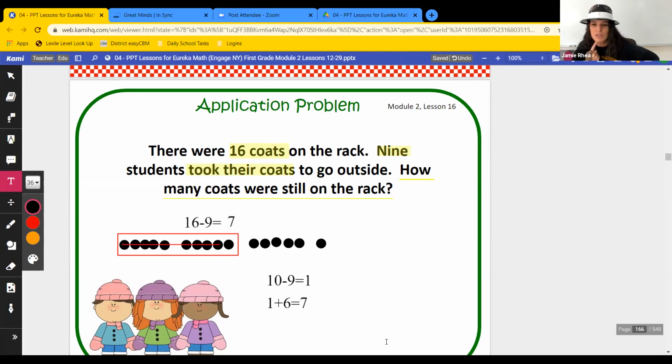We drew out a picture to help us. We marked out 9 of those, and then we added what we had left. Good job, number detectives. I am proud of you today. So go ahead and take that detective hat off. And let's go ahead and erase our boards and get ready.